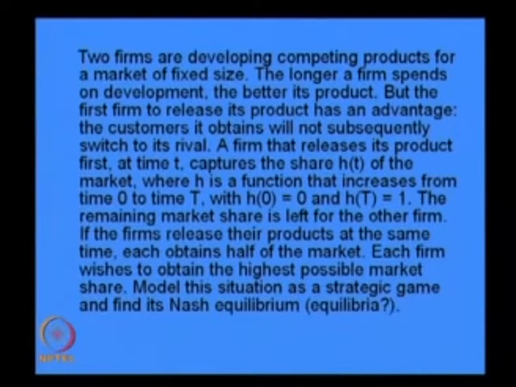The remaining market share is left for the other firm. If the firms release their products at the same time, each obtains half of the market. Each firm wishes to obtain the highest possible market share. Model this situation as a strategic game and find its Nash equilibrium or equilibria.